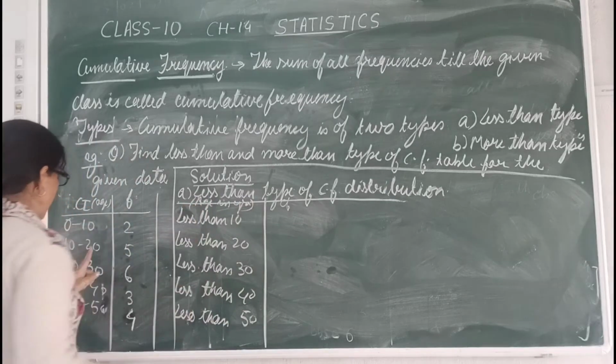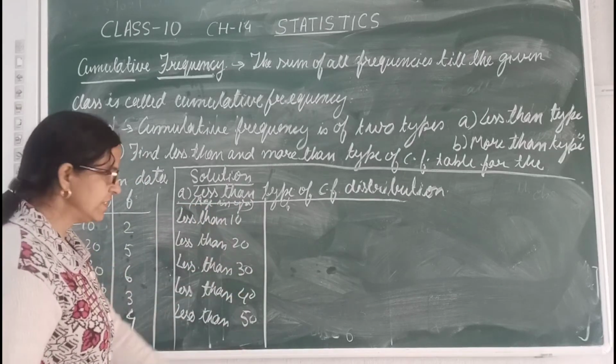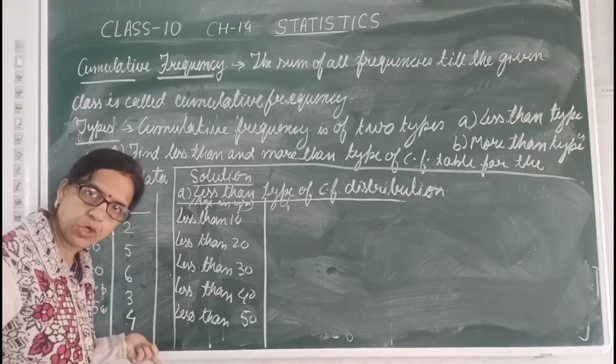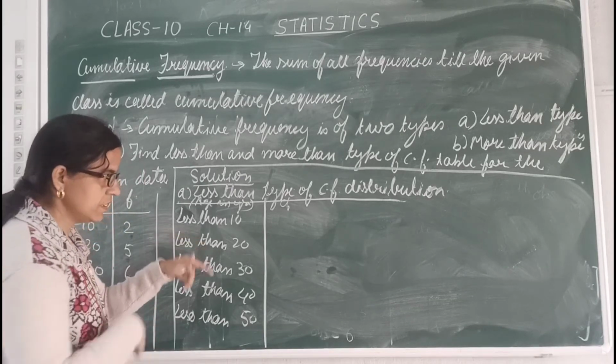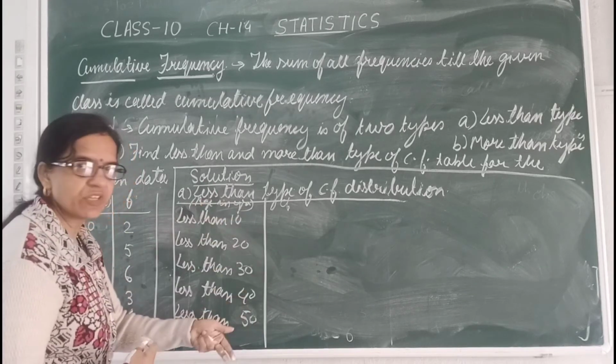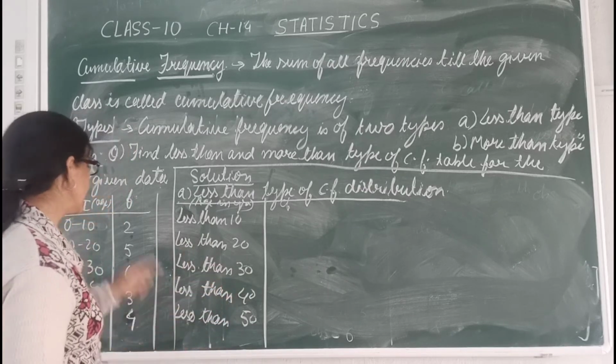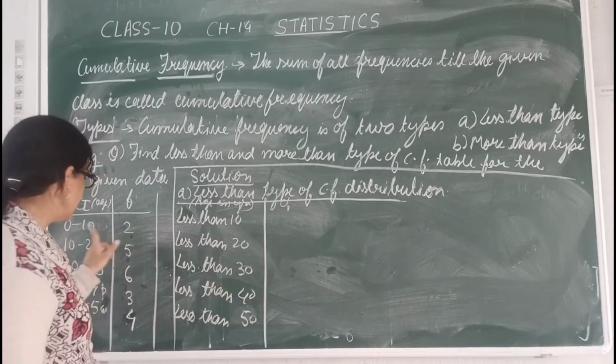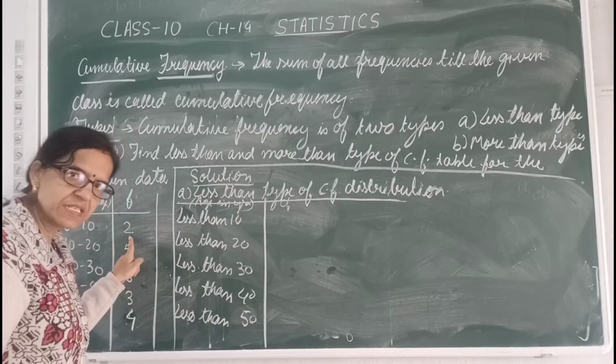Now over here we have written less than 10, less than 20, and we will go on adding from top to bottom. This is the way to get the cumulative frequency easily for the less than type. Otherwise, you should understand also why we are adding, because for less than 10 the total frequency is 2 only.